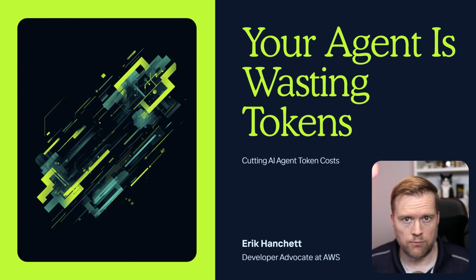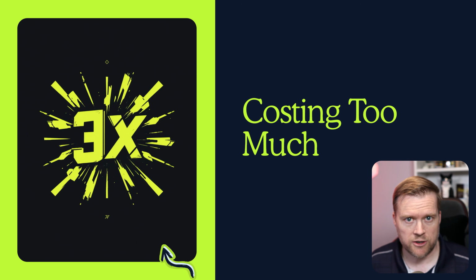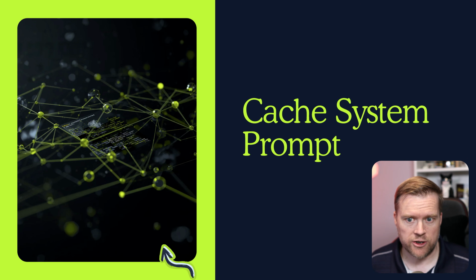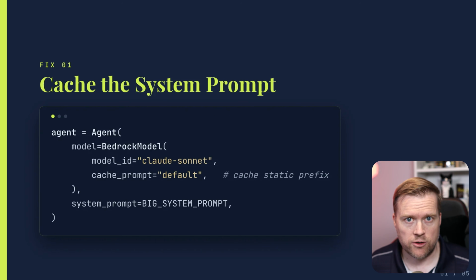I am a senior developer advocate at AWS, and I'm going to talk to you about how you can save on token costs. Now, I'm going to show you 5 ways that you can reduce your token costs while using and creating agents. So, the first way you can do that is to cache your system prompt. Let me show you some code.